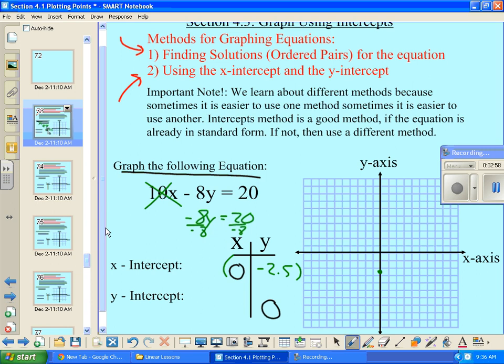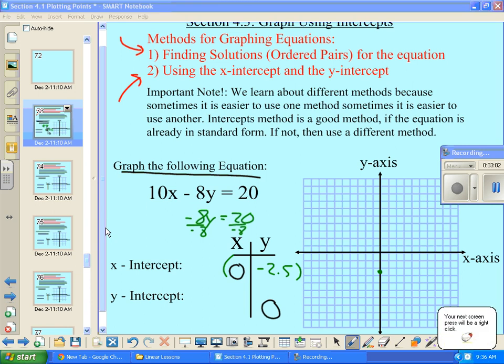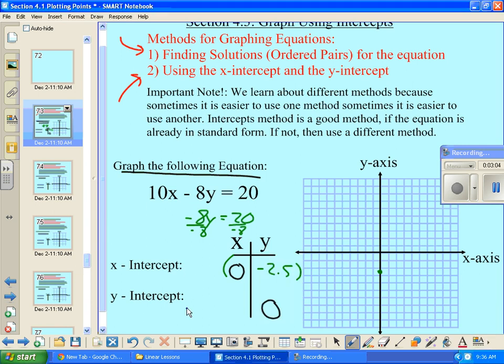Now return to the original equation. Now I'm going to plug in 0 for y instead. I take 0 and plug it in for y up here, and see what happens when I solve the rest of the problem and try to find out what my x-intercept is.